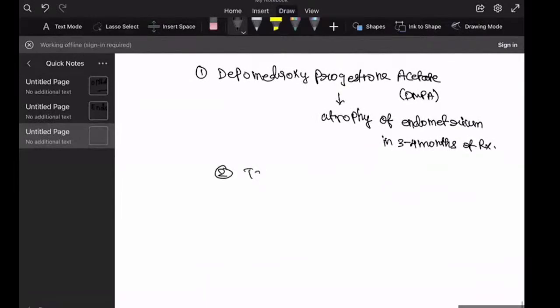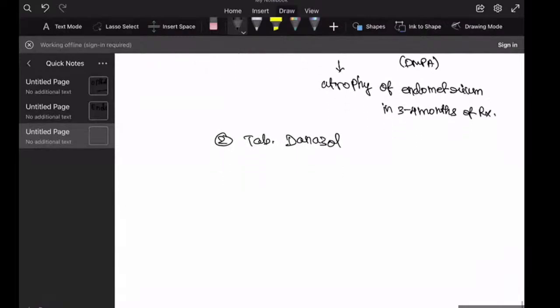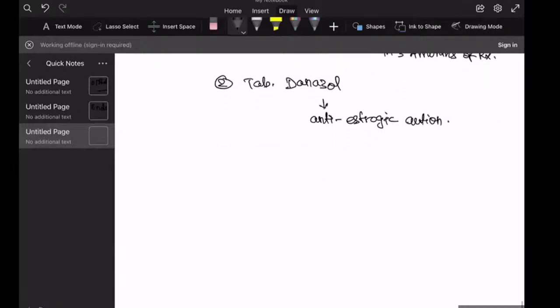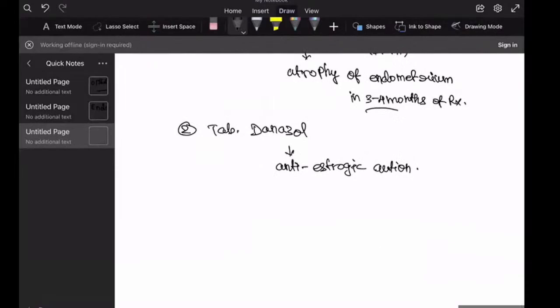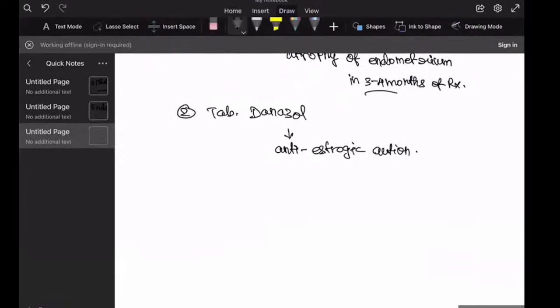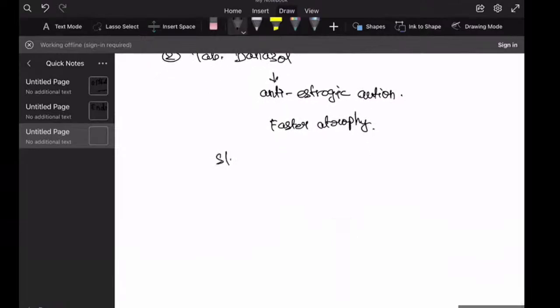Or tablet danazol. Danazol is an anti-estrogenic action. It is actually an androgenic drug. It has anti-estrogenic action. DMPA causes atrophy in 3 to 4 months, and danazol can produce the atrophy much faster than DMPA. There is faster atrophy. Side effect of danazol, hirsutism.